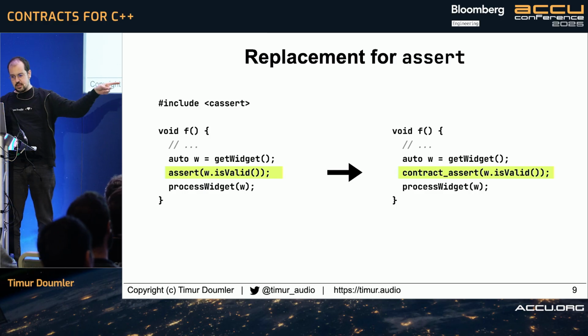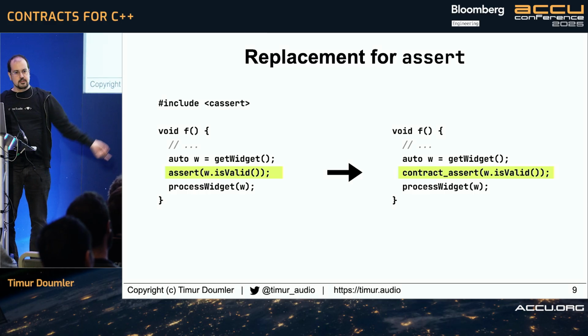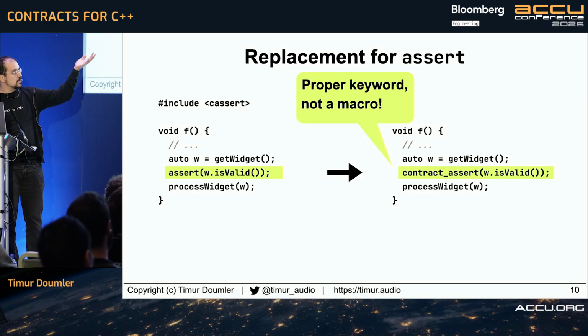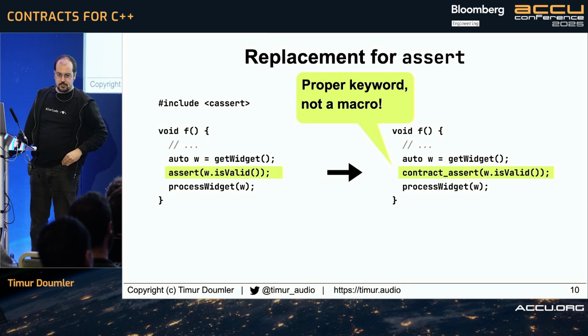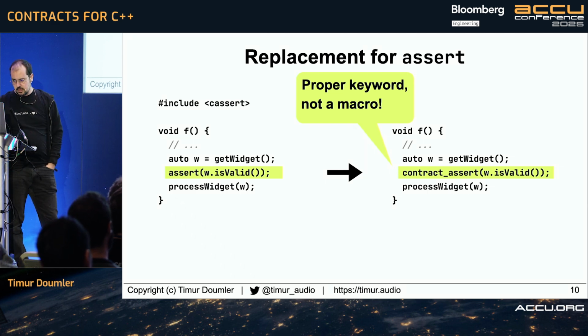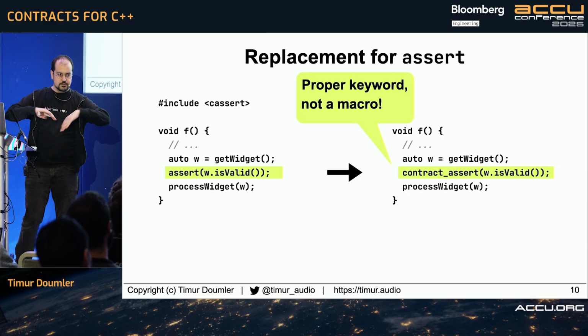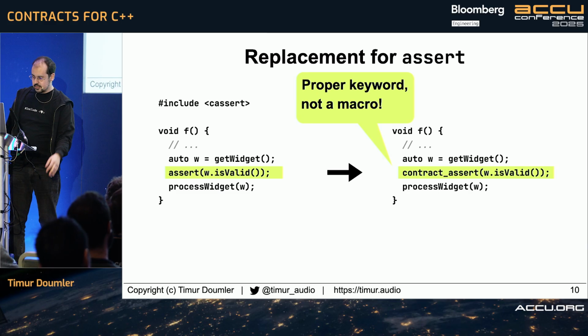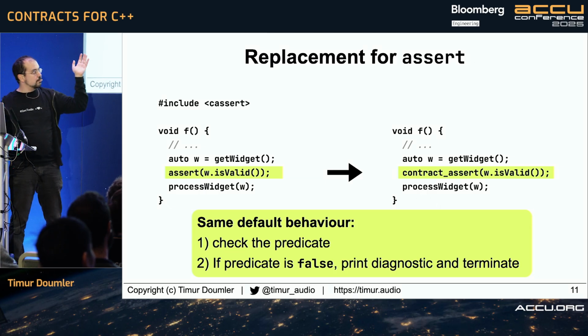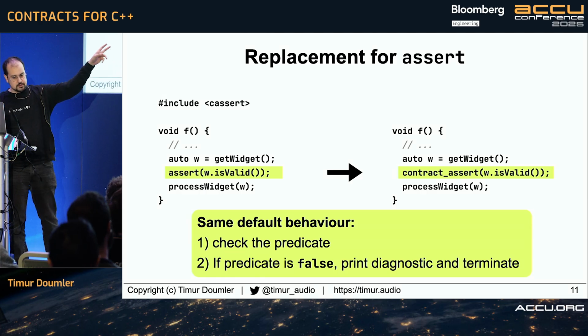It's called contract_assert. It kind of works in the same way, except you don't have to include a header anymore. And it's also a proper keyword now, so it's not a macro, which solves a lot of problems because you don't have to deal with macros anymore. But it actually has the same default behavior. So if you write this code on the right and without any extra flags, if you just compile that on the command line, it's going to do the same as the code on the left, which is it will check the so-called predicate, the Boolean expression that you put into the assertion.